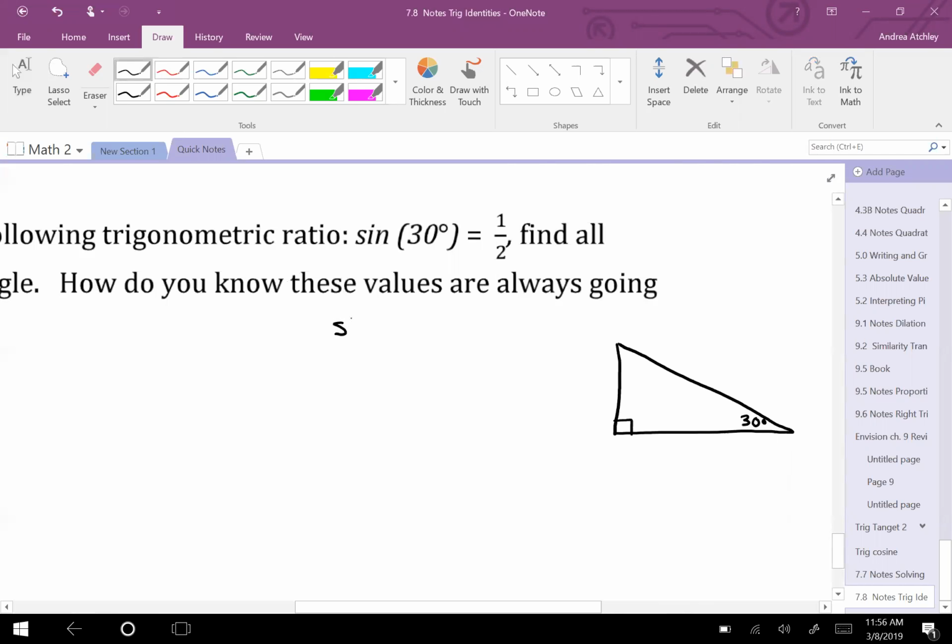Okay, what are the side lengths? Sine is what over what? Opposite over hypotenuse. So if I have 1 over 2, what is the opposite of 30? So this is my opposite side, this is my adjacent side, this is hypotenuse. So the opposite side would be 1. The hypotenuse would be 2. How could I find the adjacent side?